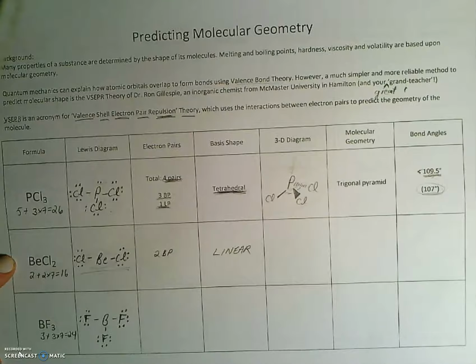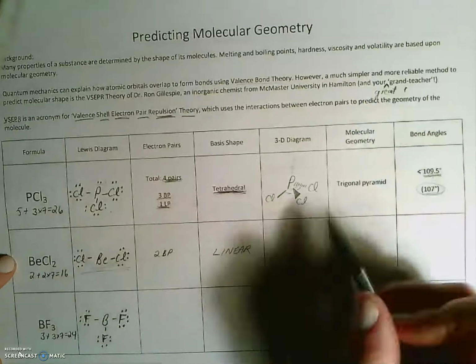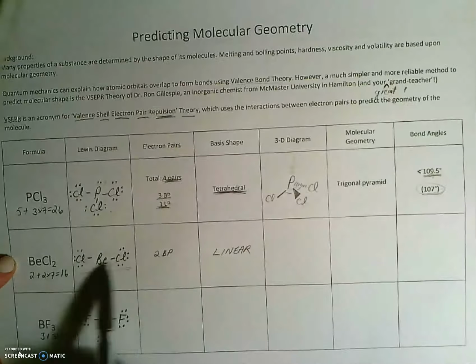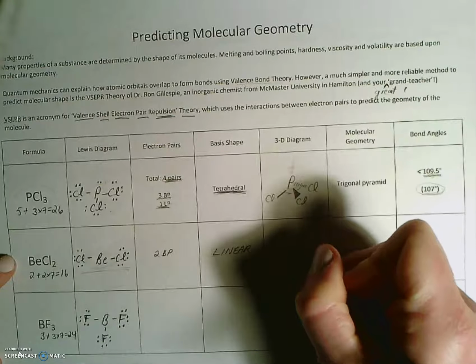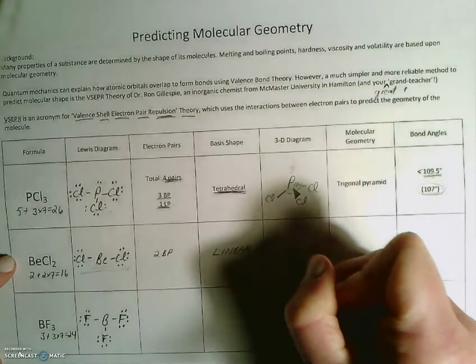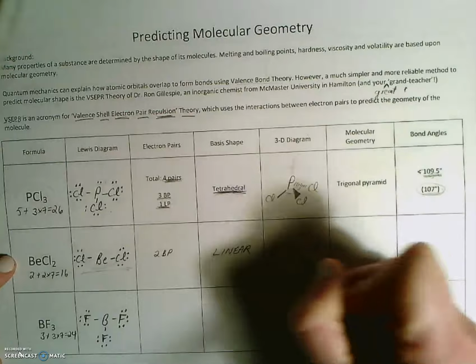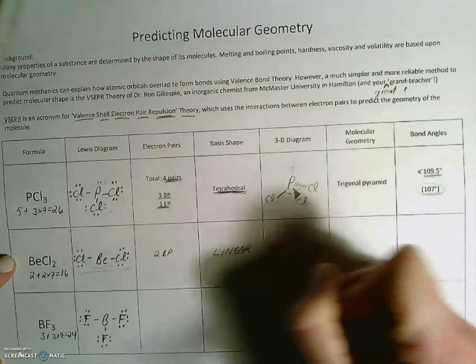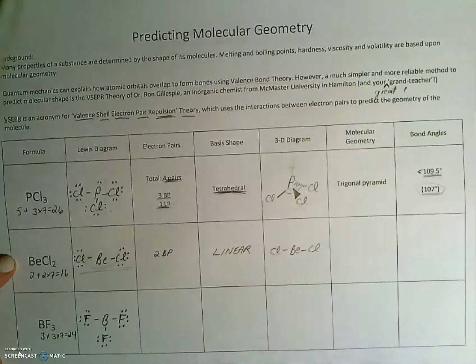Then I actually don't need any sort of fancy wedge and dash notation because these are both in the plane of the page. So when I draw my linear diagram, I'm just going to do it like this. And the nice thing about my 3D diagram is that it doesn't need to include the lone pairs. So this is perfectly fine.